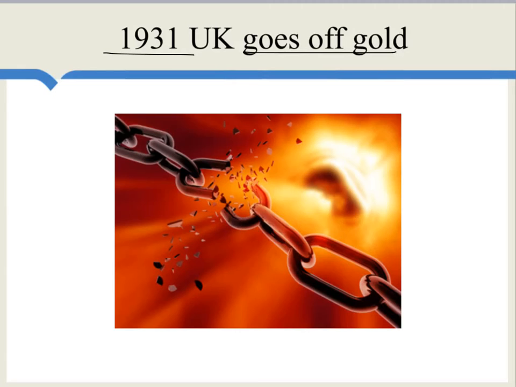And ultimately, that speculative attack broke the link between the pound and gold, and that essentially ended the gold exchange standard, because one of the world's two main reserve currencies, the British pound, now no longer had this connection to gold.